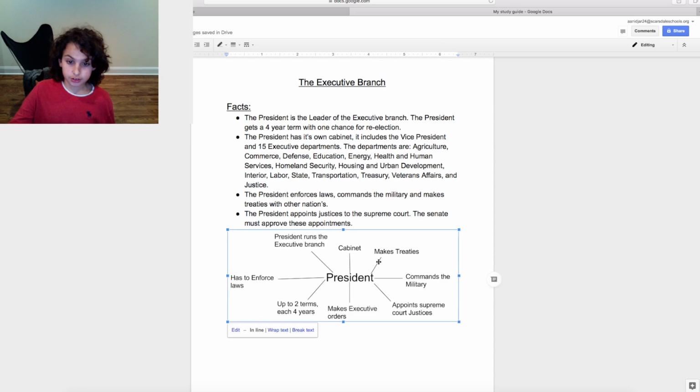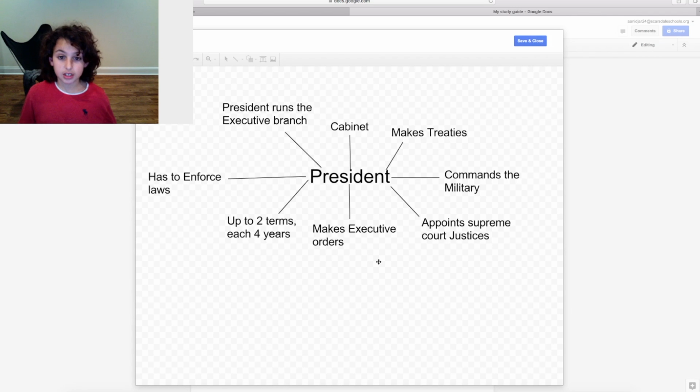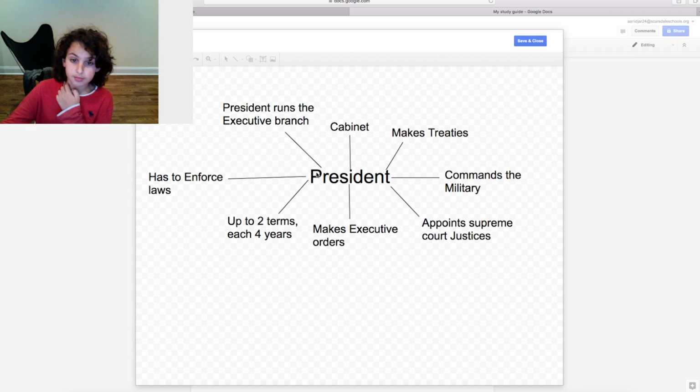Here's another diagram I made. It says, here's the president in the middle, the president, important guy or woman. President runs the executive branch. The president has its own cabinet. The president makes treaties. The president commands the military.